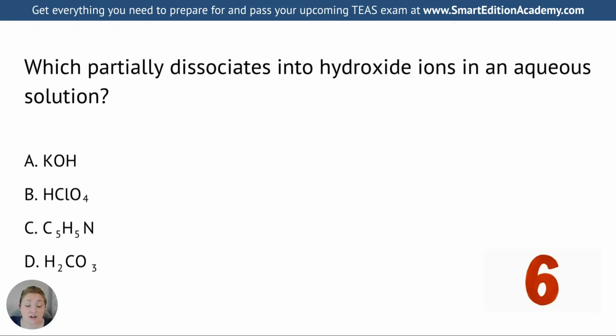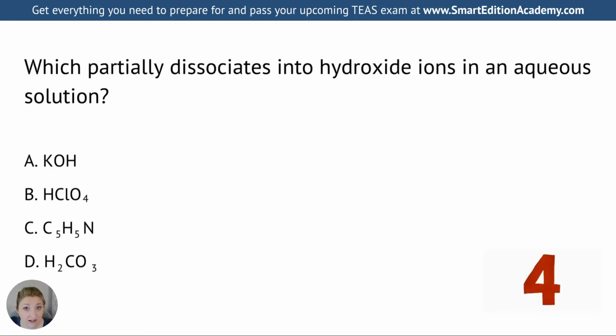Now, it does use the terminology dissociate, which we're going to link with a base. Also, another clue that it is a base is that it dissociates into hydroxide ions. Remember, it's going to have one part that is an ion and one part hydroxide ion. So we're going to try to figure out which one of these is a weak base. We have KOH, HClO4, C5H5N, or H2CO3.